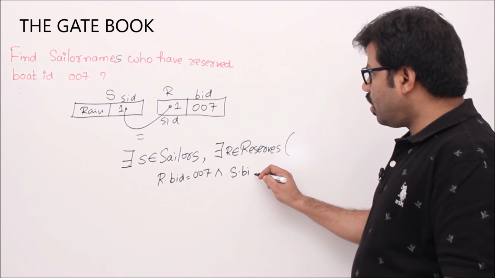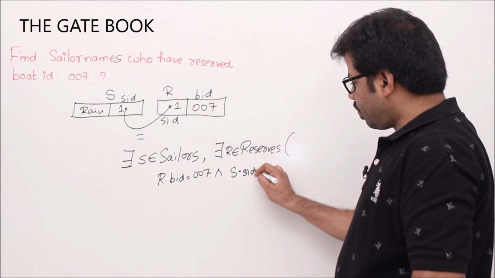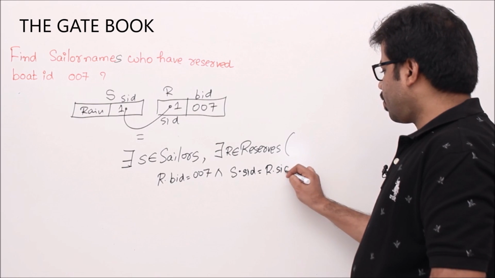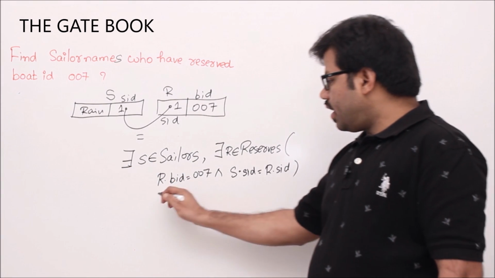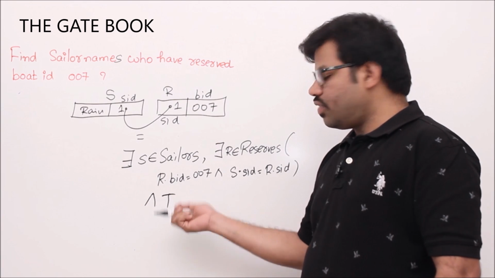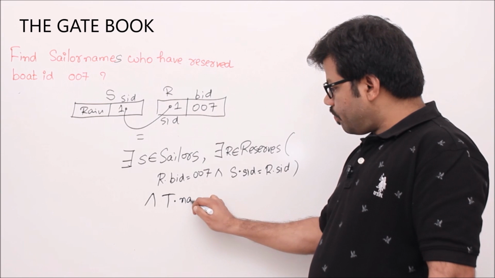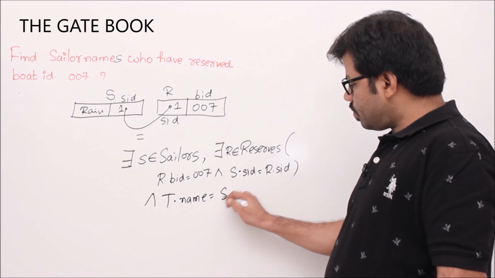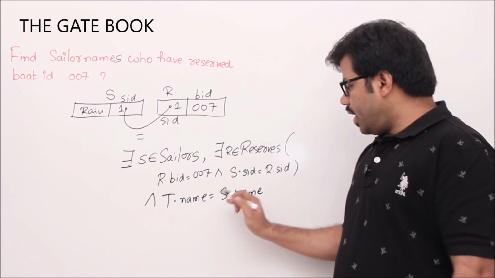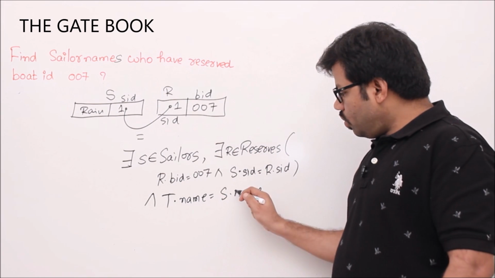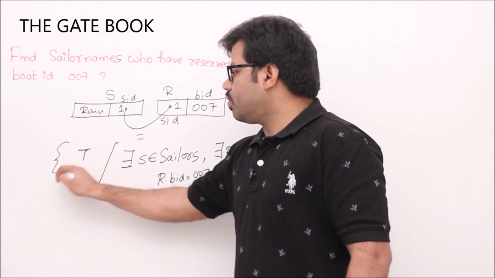If this S dot SID equal to R dot SID, then that is enough. Immediately I will introduce a temp, because we know that one temporary variable is required, then that T dot name equal to S dot name. Imagine it like you are copying this S dot name, which is our answer, to this T dot name, and we are printing T. So that would be good.